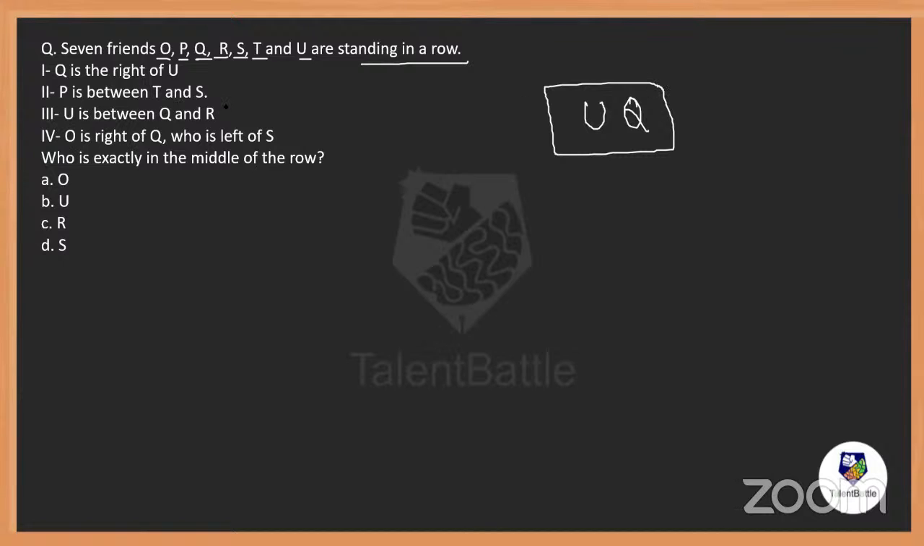Okay, next, where is Q again? I will try to connect the terms. That's why it will make it easier. Now I fixed U and Q here. So I will try to connect this third one: U is between Q and R. Already Q is this side, so R should be this side then. So R, U, Q.